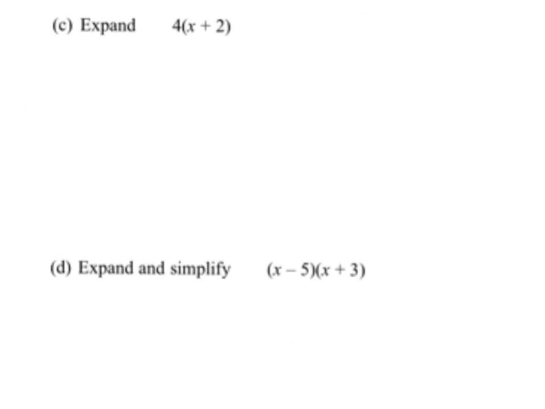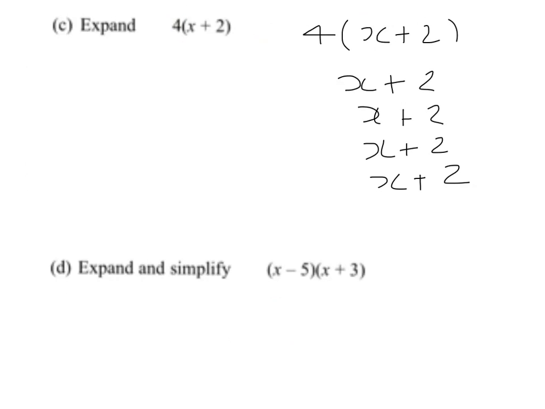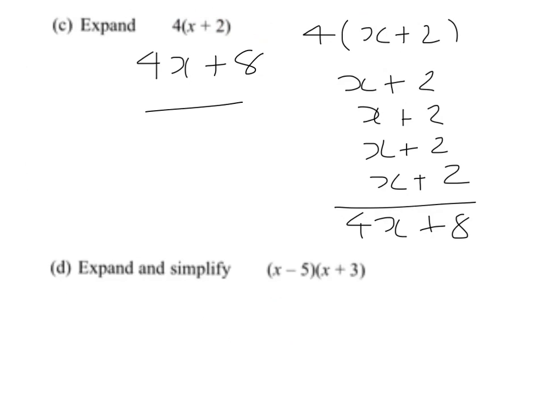So on to part C, we've got to expand 4 lots of x plus 2, 4 times x plus 2. Now I'll just show you what that actually means. So 4 lots of x plus 2 actually means x plus 2 plus x plus 2 plus x plus 2 plus x plus 2. So if you add that lot up, you'll have 4 x's and you'll have 4 2's, which gives you 8. Now that is rather a long way of doing that. You could have simply said 4 times x is 4x, and most importantly 4 times 2 is 8. So that's what it means, and that's how you get the answer more quickly.